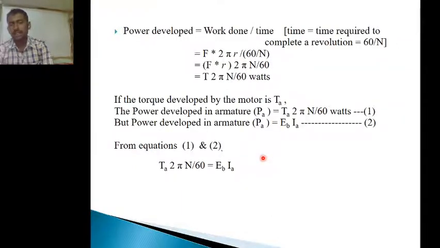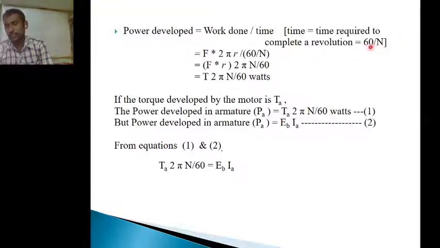Next, power developed by the motor is equal to what? Work done per time is nothing but power developed, and we already know that N means speed, which can be represented in terms of rpm. Rpm means rotations per minute. If you consider the rotation per second, then we get N by 60.